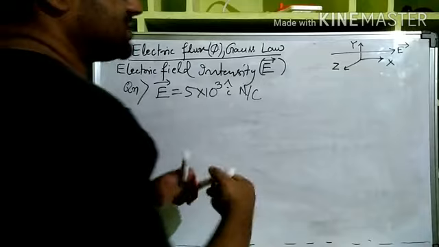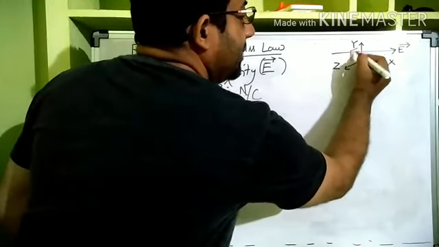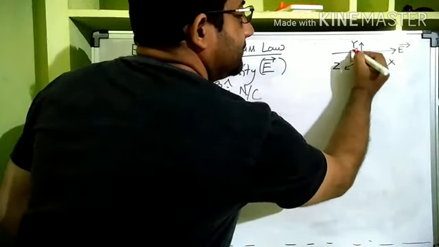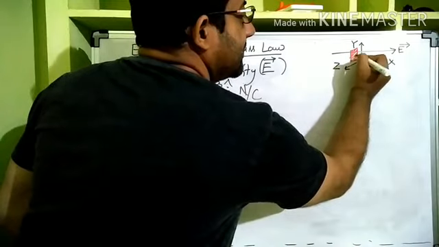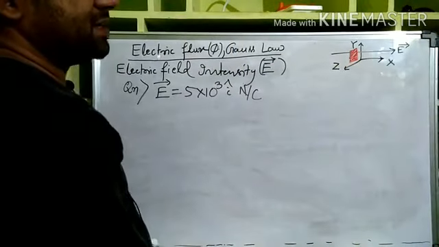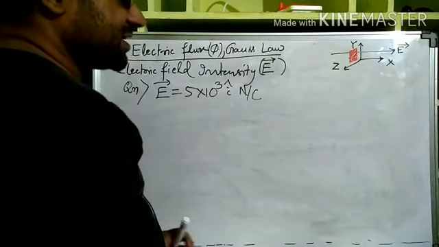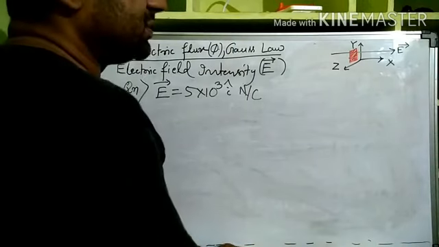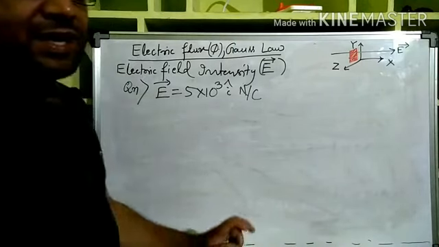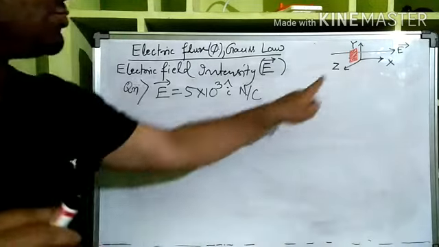So this plane is parallel to YZ. The plane is somewhat like this. It is parallel to YZ plane. That means it is perpendicular to E, the electric field, right? So in the question you have to read carefully. This is what I was saying.